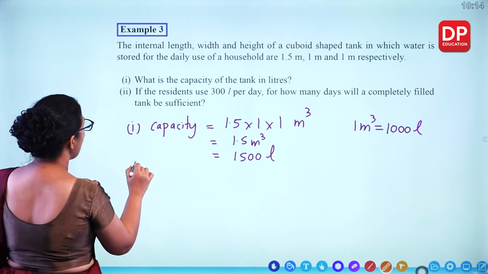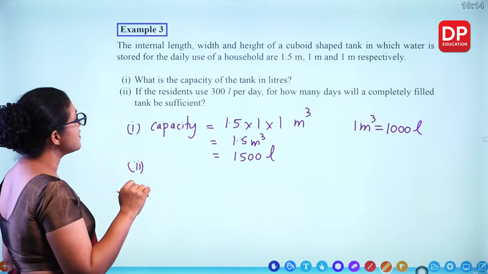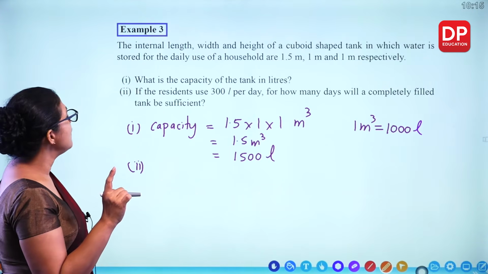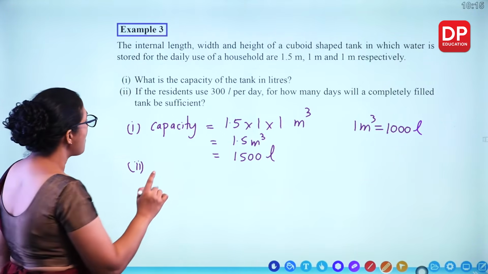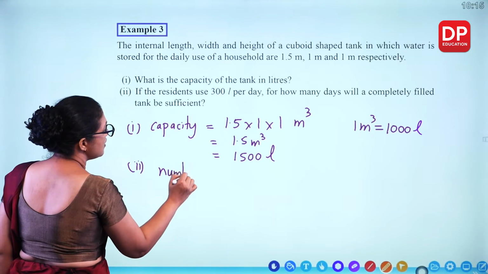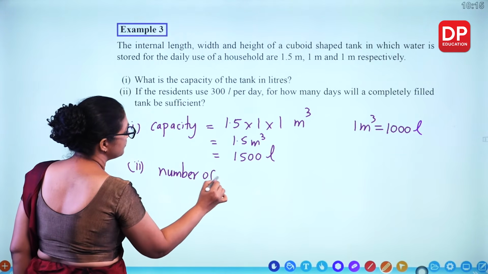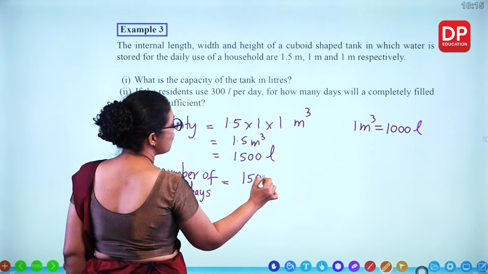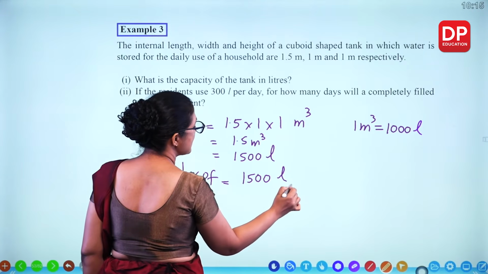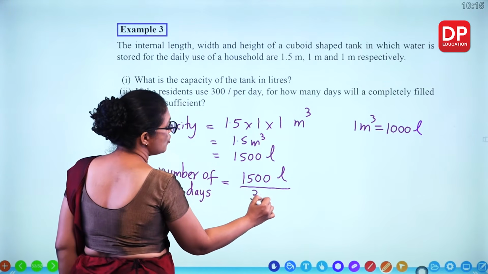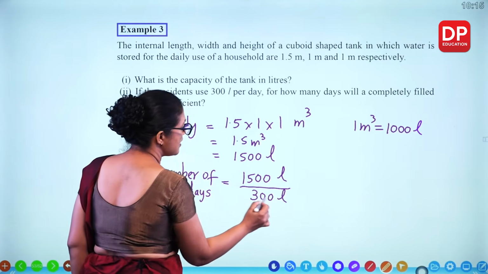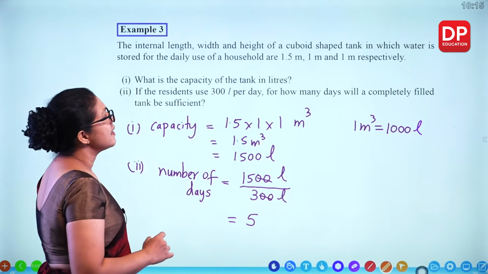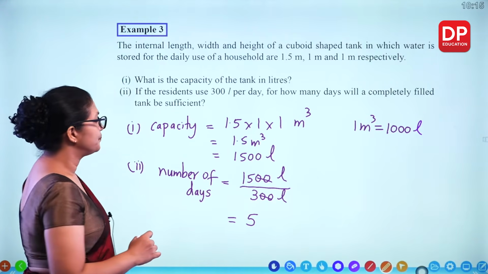And second part, if the residents use 300 liters per day, for how many days will a completely filled tank be sufficient? So number of days you can use this water is equal to the total capacity of the tank, 1500 liters, and every day using 300 liters. So divide by this, you get 5 days they can use this water.